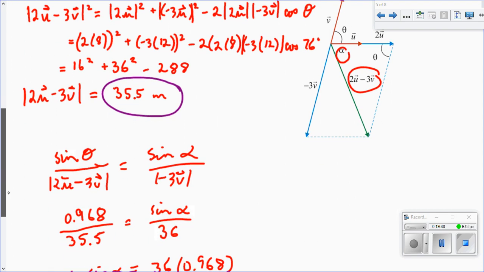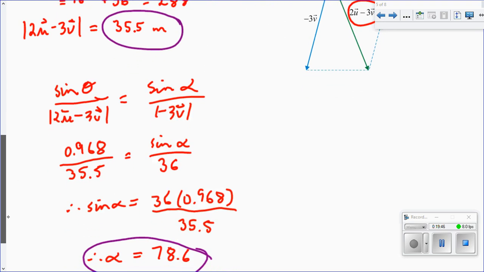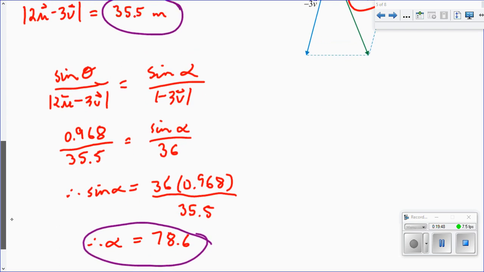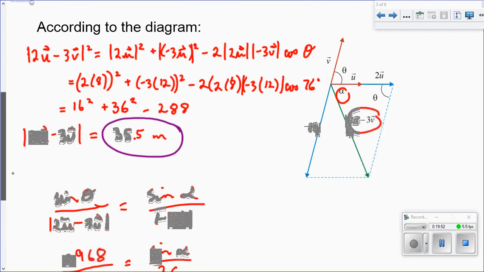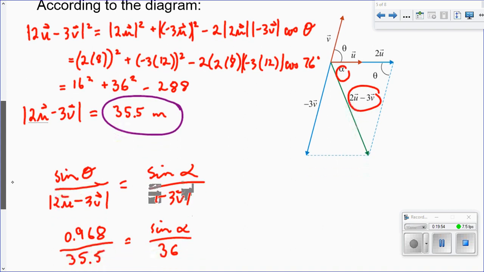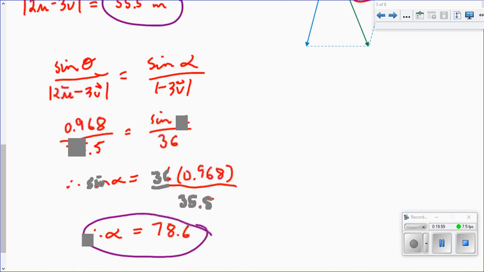Then I use the sine law to find the orientation, or the direction. That's the sine of this angle here. Cross multiply and get 78.6. So I'll just leave this here. I'll stop, and if you guys want to pause this and see how you did this: cosine law, and then sine law to get the two components that make up the resultant vector, that 2u minus 3v.